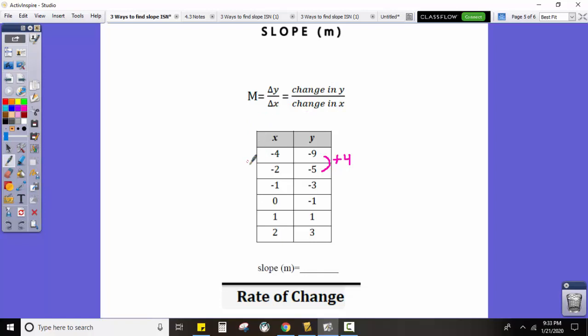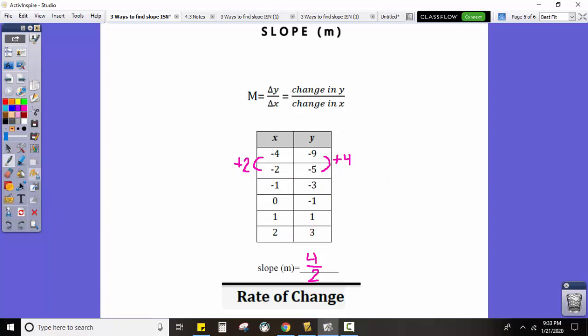Then for my change in x, on the x side, I'm going to look from -4 to -2. That would be adding 2. So for my slope, change in y is 4, change in x is 2. It's the change in y over the change in x, so I write 4 over 2. Okay, now if you're thinking, wait, you can reduce that, just hang on 1 minute because I'm going to go through the rest of the table for you.